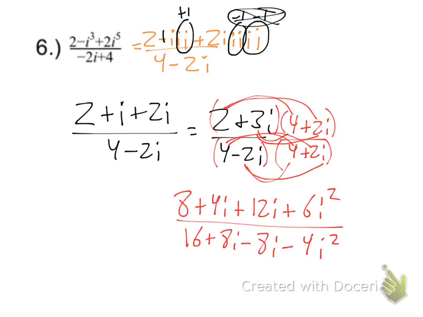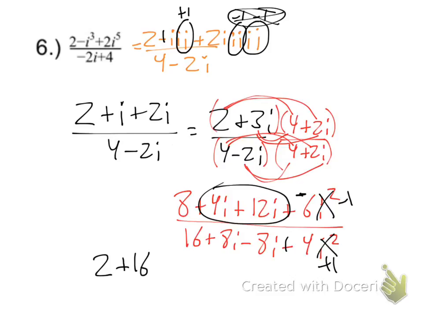We can cancel here. Say that's negative 1. That's negative 1. These will cancel. I don't have to worry about those. 4 plus 12. Remember that this becomes a negative 6 then. So 8 minus 6 is 2 plus 16I all over 16 plus 4 is 20. So far, everything's divisible by 2. Oh, and the 8I and the negative 8I cancel out.